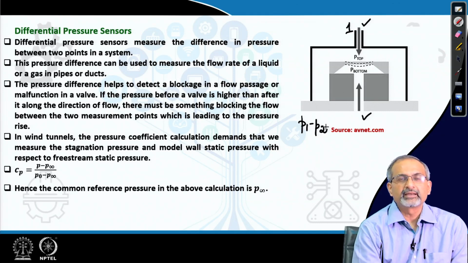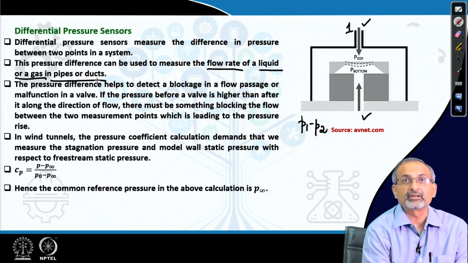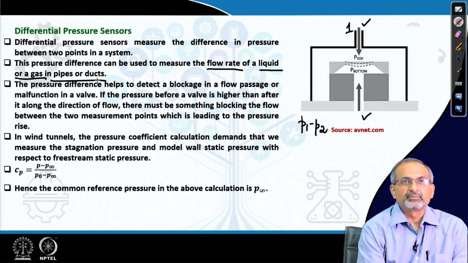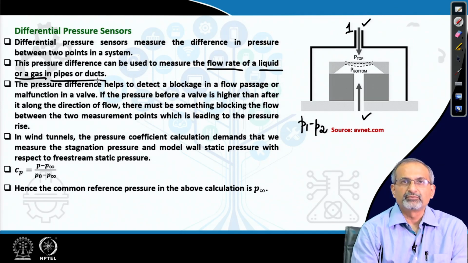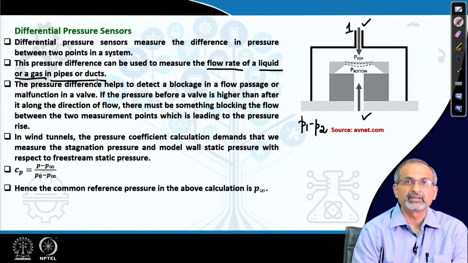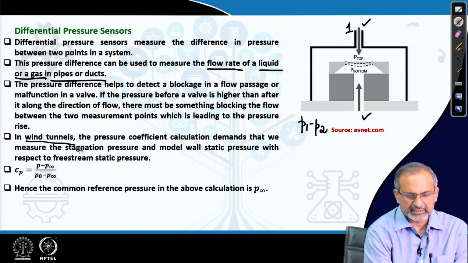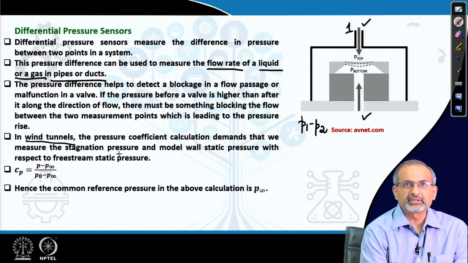Where are they applied? They can be used for measurement of flow rate of liquid or gas in pipes or ducts, because the flow rate scales with the pressure drop. The pressure difference helps to detect a blockage in a flow passage or malfunction in a valve. So, if there is a pressure before a valve which is higher than what it is along the direction of flow, there must be something which is blocking the flow between the two measurement points. So, that indicates blockage.